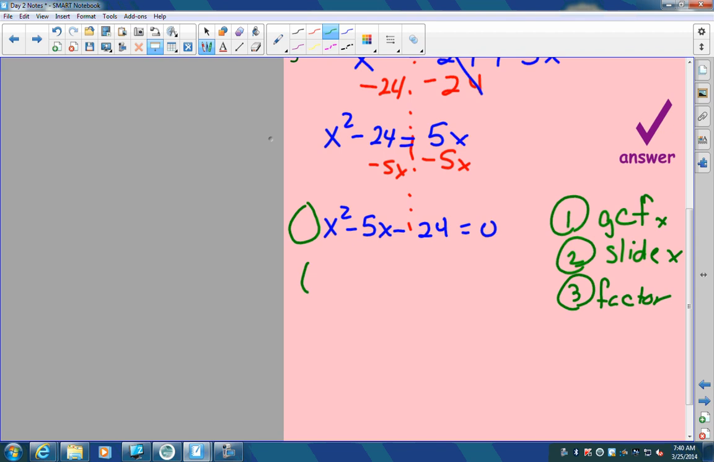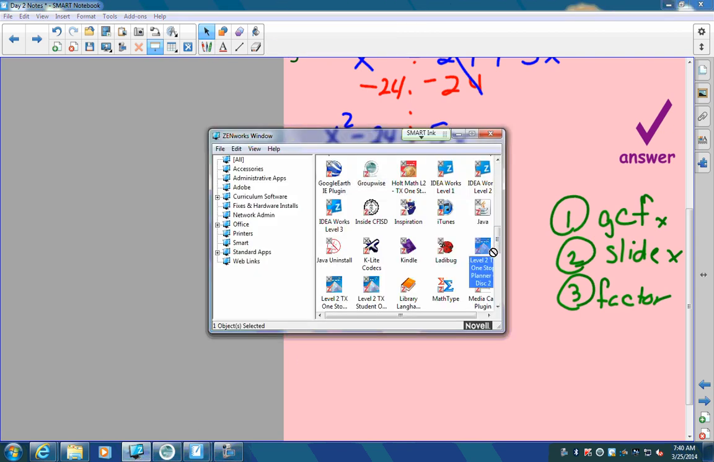So I'm going to factor. Now, x squared splits up as x and x. What do I need the factors of? What number? Negative 24. So let me pull out my handy dandy calculator.